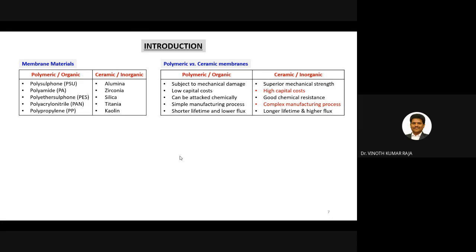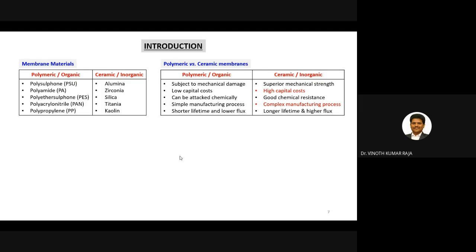But there are some advantages with the polymeric membrane. One is the low capital cost: the polymer materials are cheap, and the manufacturing processes are simple. The ceramic membrane has superior mechanical strength, very high compared to polymeric membranes, and good chemical resistance. Ceramic membranes also have a longer lifetime and provide higher flux compared to polymeric membranes.